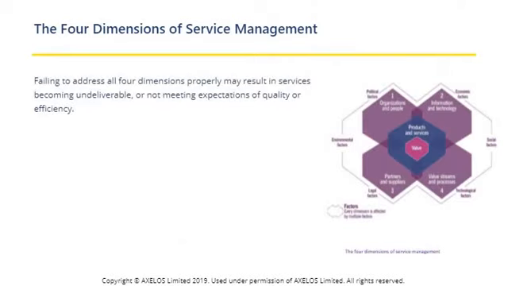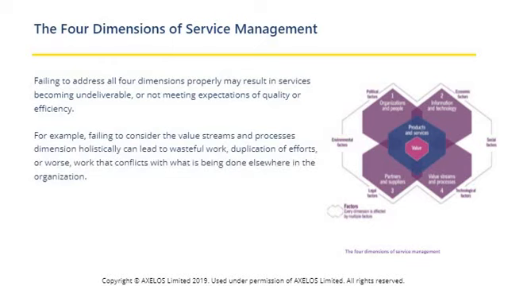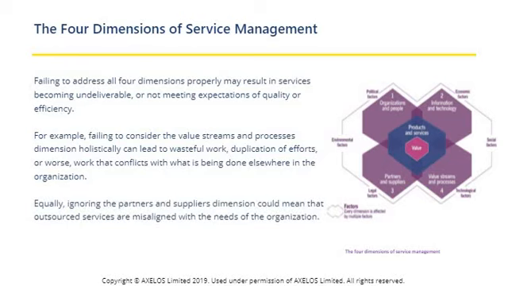Failing to address all 4 dimensions properly may result in services becoming undeliverable, or not meeting expectations of quality or efficiency. For example, failing to consider the value streams and processes dimension holistically can lead to wasteful work, duplication of efforts, or worse, work that conflicts with what is being done elsewhere in the organization. Equally, ignoring the partners and suppliers dimension could mean that outsourced services are misaligned with the needs of the organization.